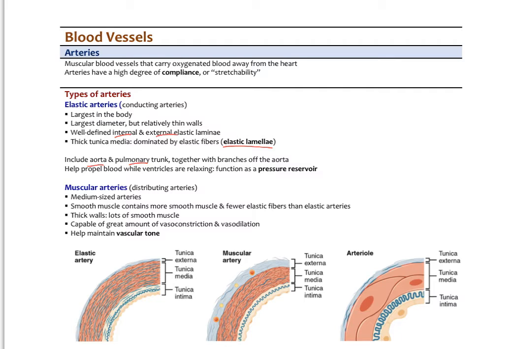The muscular arteries, also known as distributing arteries, are medium-sized. They have a lot more smooth muscle, fewer elastic fibers than the elastic arteries. So very thick walls of smooth muscle. And they are capable of a lot of vasoconstriction or vasodilation, depending on those vasoconstrictors or dilators we talked about. And this helps to maintain what's called the vascular tone in the body.